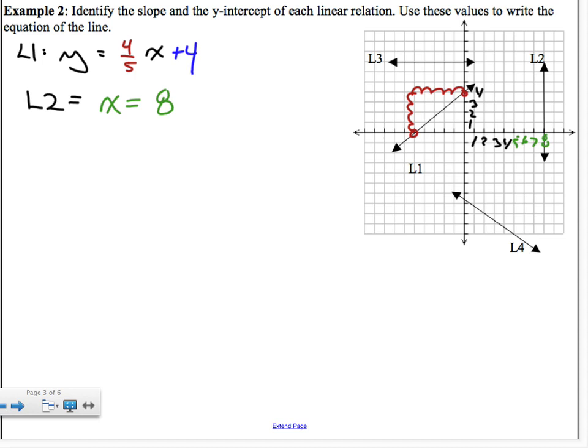Okay, line 3. It's horizontal. It's horizontal. So we still have y is equal to.